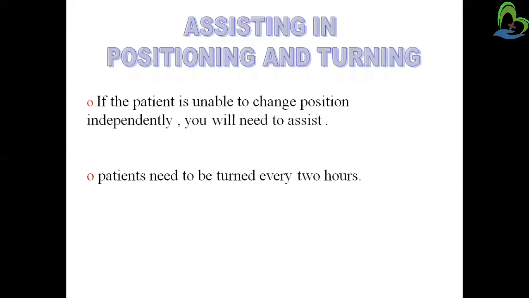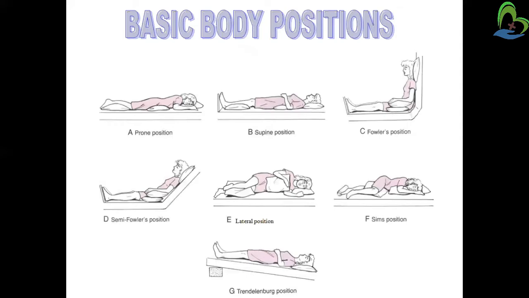Then assisting in position and turning. Now we will discuss the different types of positions for a patient and how to turn them in bed. If the patient is unable to change position independently, then we can assist with turning or moving the patient. Patients need to be turned every 2 hours. If the patient cannot change position by themselves, we assist as a nurse, changing position every 2 hours. In this image, different body positions are shown.